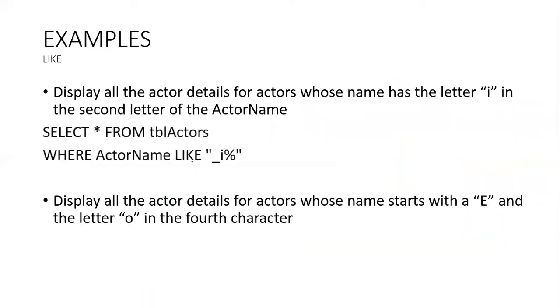Another example, we're looking for somebody whose name has an I in the second letter. The I is contained in the second letter. So we use the wildcard, which is the underscore. That's your first character. I must be in the second character, and anything else can follow.